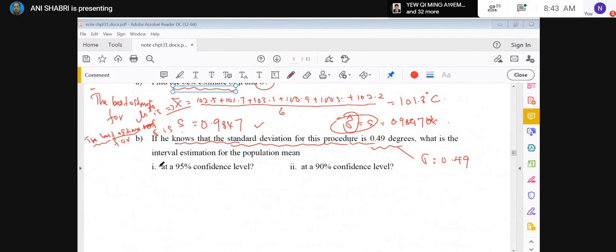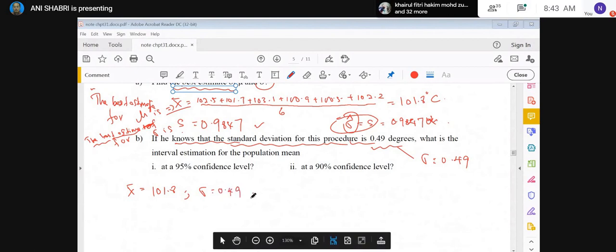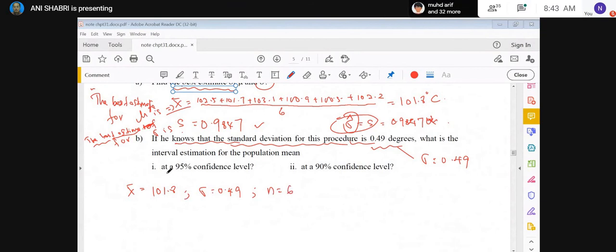Okay, we take the information, x bar from the population, we get 1.8. Sigma is given as 0.49 and n is just 6. We want to find the 95% confidence interval.